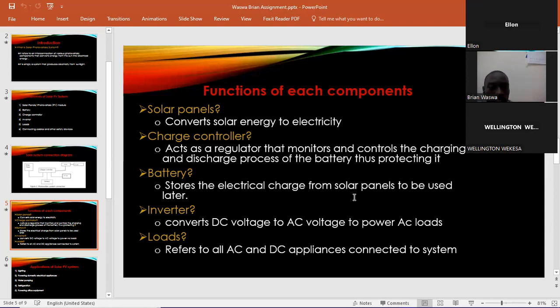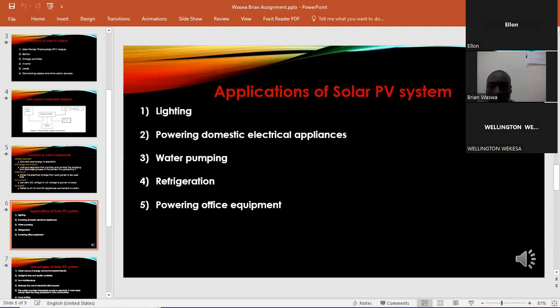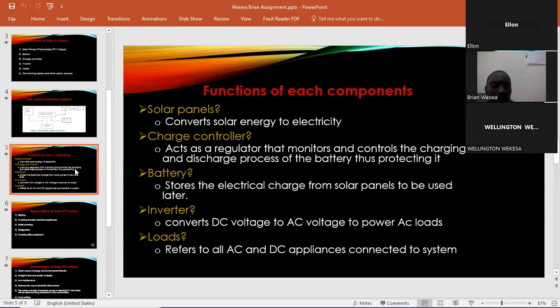Then another component is the inverter, that is the fourth one. The inverter converts the DC voltage to AC voltage for powering the AC loads. Then the last one is the loads. This simply means both the DC and AC loads in our system. So these are the components that consume electrical energy in our system.